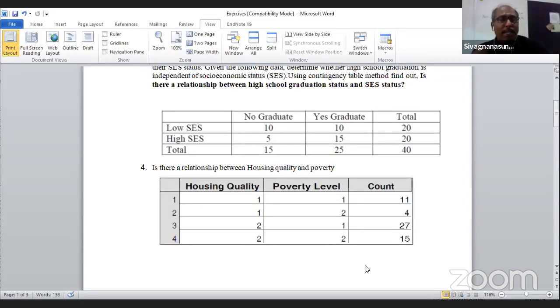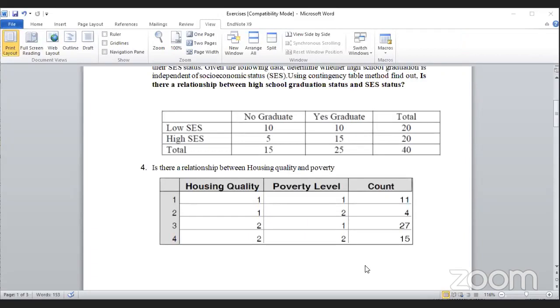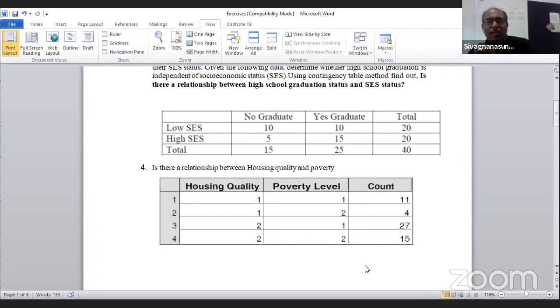Is that okay? People can do it and then tell, is there a relationship? Yes, sir. Because it's a simple exercise, they can do it and quickly say. So I'll take a break in the meantime, have a coffee and come. Let them do the exercise. Okay, sir.